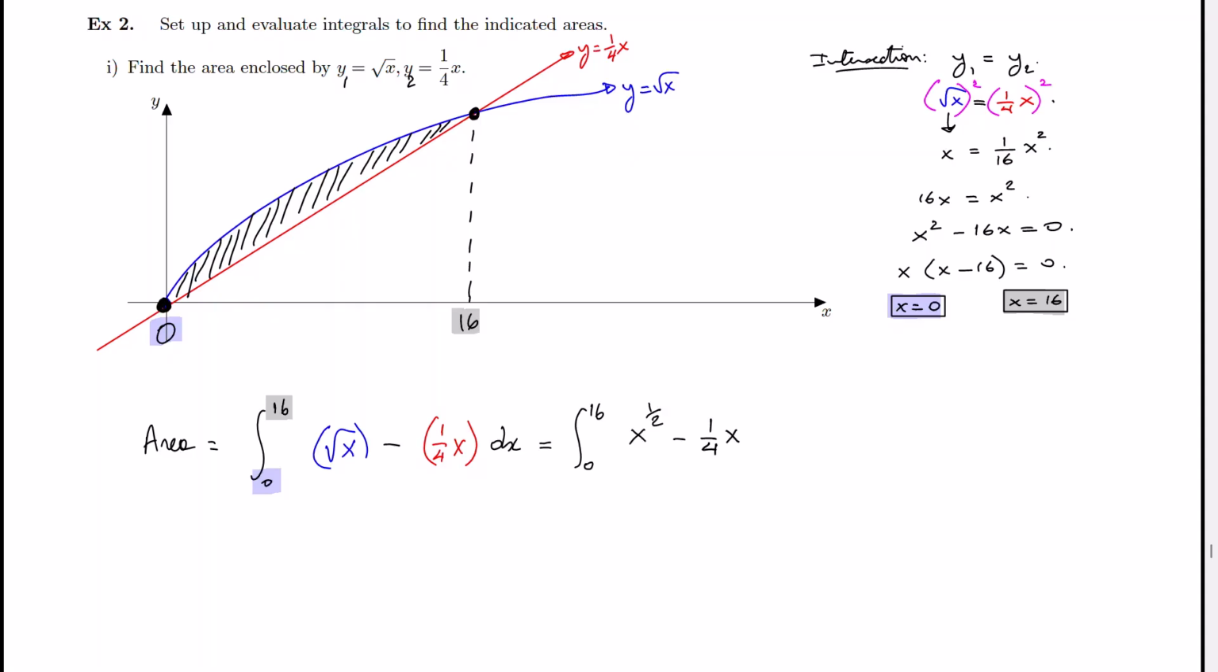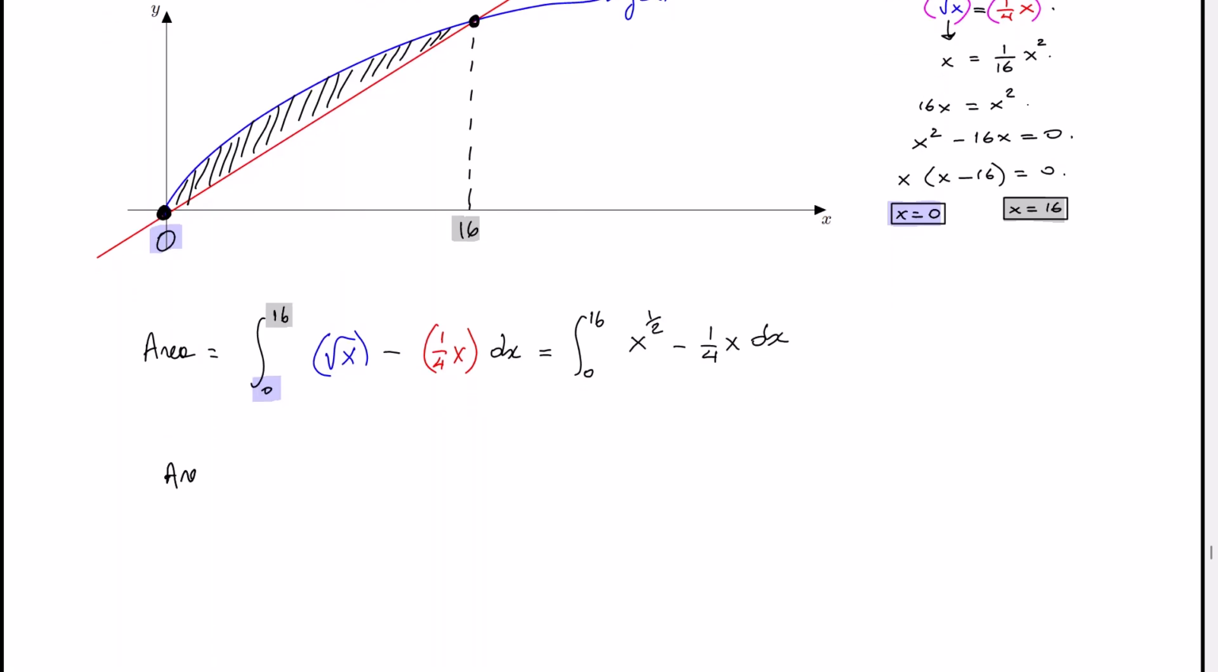1/4 of x is just chilling for now and hanging out over here. And so now that I'm ready, I can start integrating. What's the antiderivative for x to the 1/2? We need to add 1 to the power and divide by the same thing. Well, x to the 1/2 plus 1 is just going to be x to the 3/2. And I'm supposed to divide by 3/2, but we don't like to do that. So we'll just flip it upside down in our head and write 2/3 on the front.